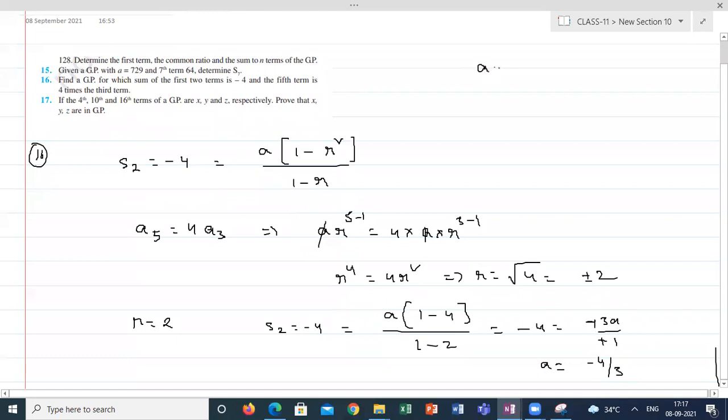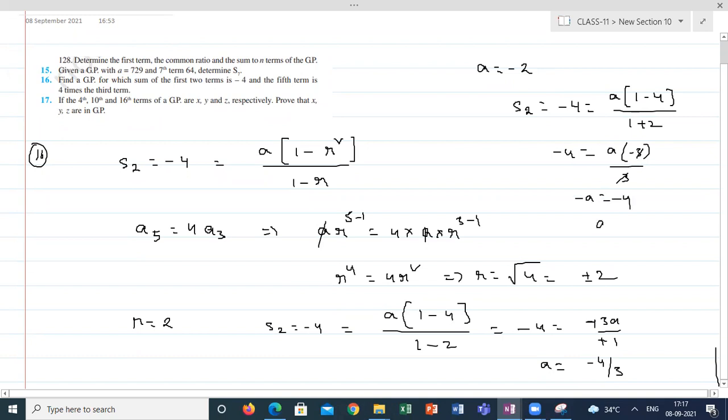Suppose I take R is equal to minus 2. My S2 is equal to minus 4, which is equal to A into 1 minus 4 by 1 minus of minus 2, that is 1 plus 2. This will be minus 4 is equal to A into minus 3 by 3. 3 cancels. Minus A is equal to minus 4. A will become 4. I'm getting two different values.